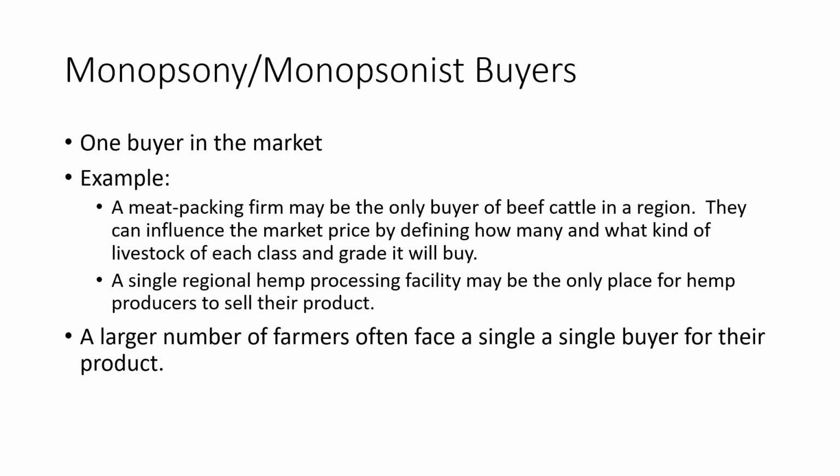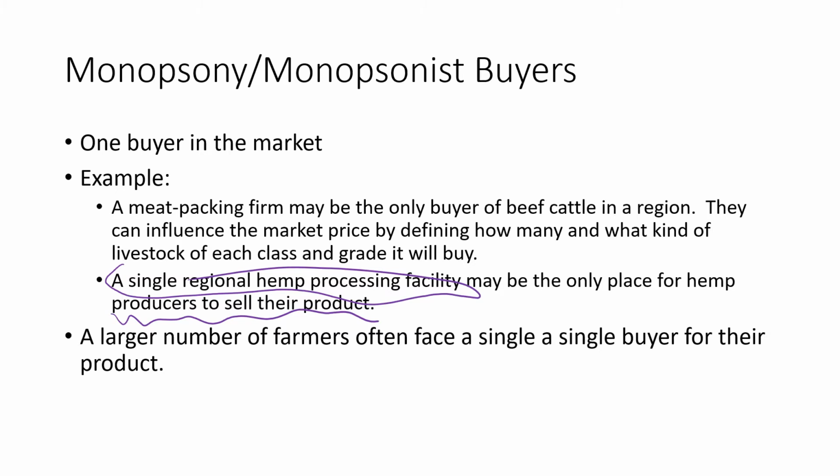Monopsony is where there's just one buyer. The best example probably for our area is this second example here: hemp processing facilities. Since hemp production is pretty new, there are not very many processing facilities locally that producers can sell their hemp to. I know there are a couple being built, and then we might have some choices, but really there are not a lot of places where it can be sold, so you may be left with one option.